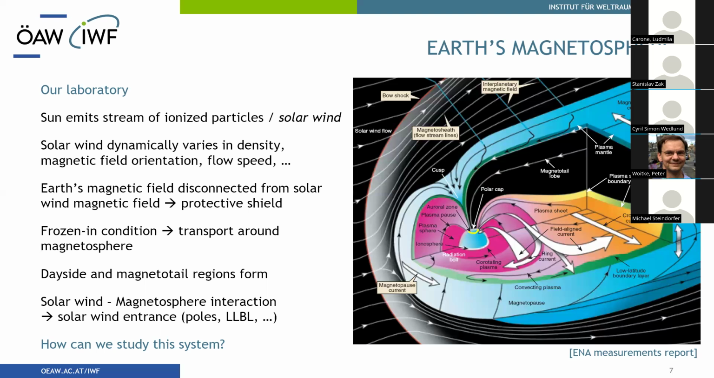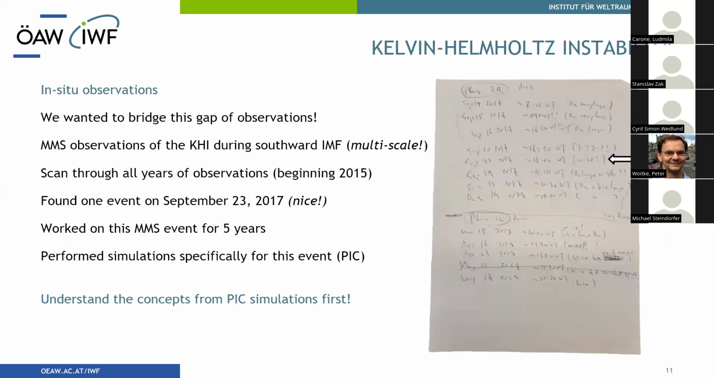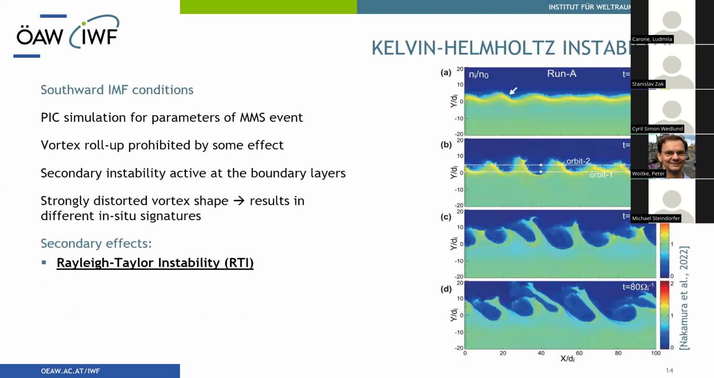Thank you. Maybe a follow-up question from my side. You also did this on a statistical basis because you mentioned that you surveyed the data from 2015 on, and so now you just showed one event, the 23rd of September. Did you do a kind of statistical approach on these 11 crossings?